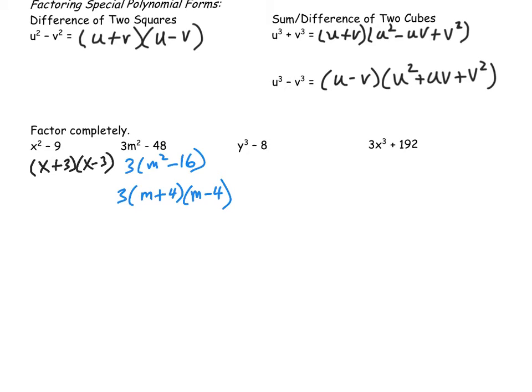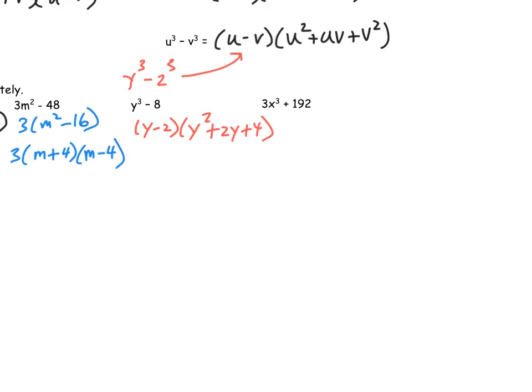Here's our first look at the difference of 2 cubes. So when I look at that, it's y to the third. 8 could be written as 2 to the third power. So now you see it really takes on that form where y is u and v is 2. So right off the bat, we'd have y minus 2. And then you'd have y squared plus 2y plus 4. Now you've got a quadratic left on that second part after the y minus 2, but it can't be factored. So we'd say we've factored completely.